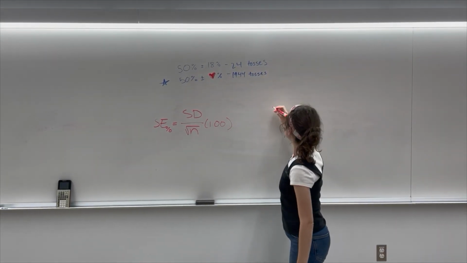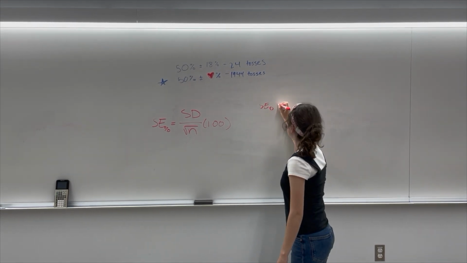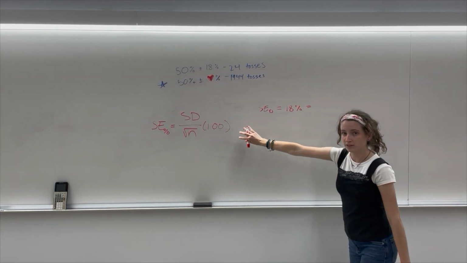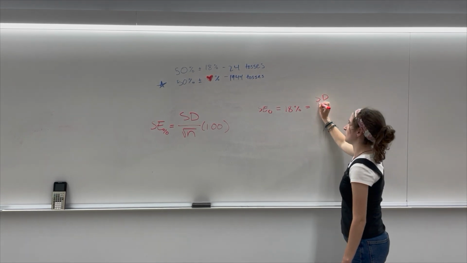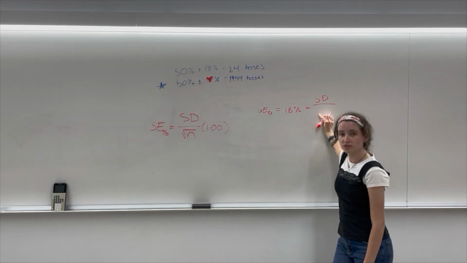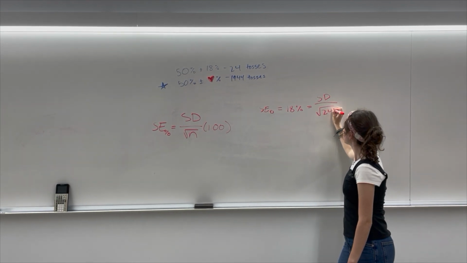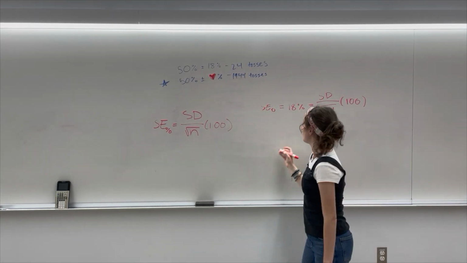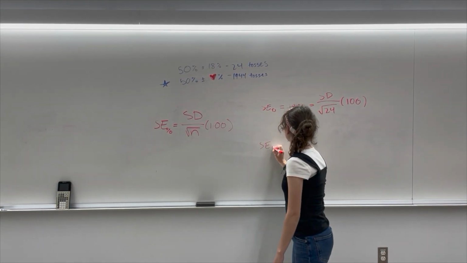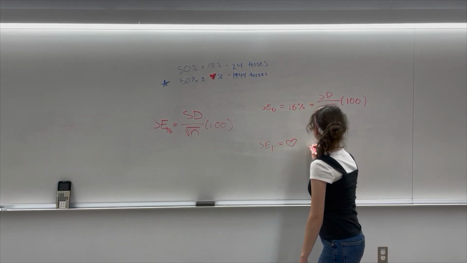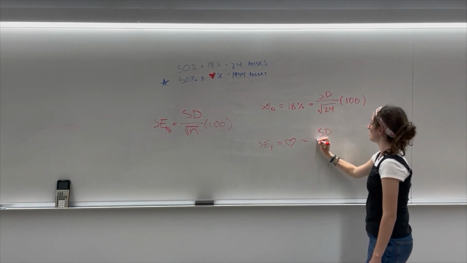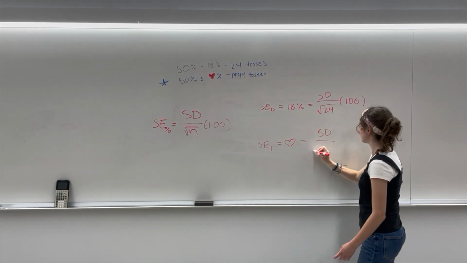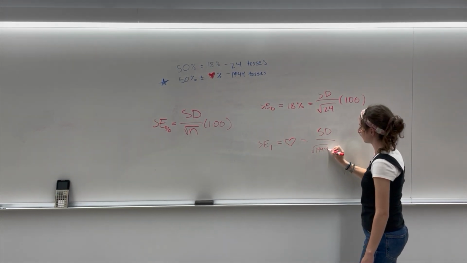So let's call this first one SE0. That's going to be equal to 18%. And that's equal to, going back to the formula, the standard deviation, which we don't know, over the square root of the sample size, which is 24, times 100. And the second one, let's call it SE1. We don't know what it is, so SE1 equals heart equals the standard deviation, which we still don't know, divided by the square root of n. We do have the n here. We're told it's 1,944, times 100.